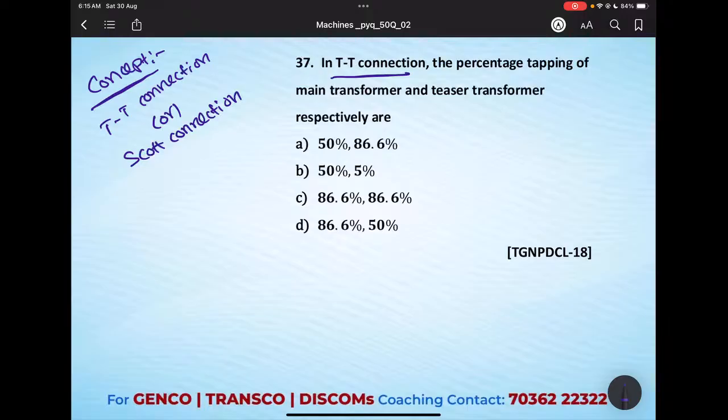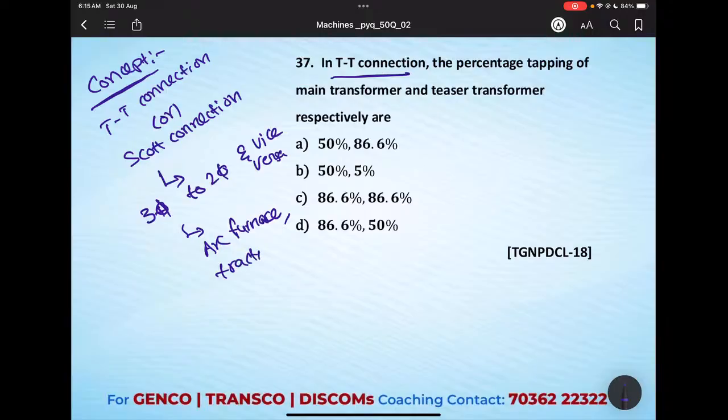What will Scott connection do? It will convert 3-phase supply to 2-phase and vice versa. That means 2-phase to 3-phase also we can convert. What is the application of this Scott connection? We use it in arc furnaces and electric traction. This is the basic concept you need to remember when you get a TT connection.